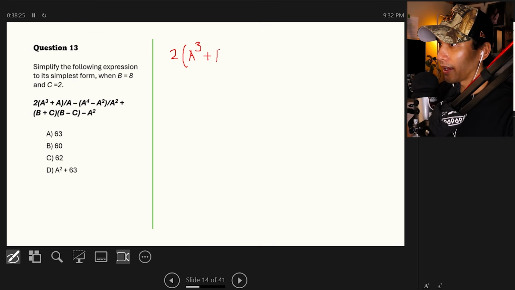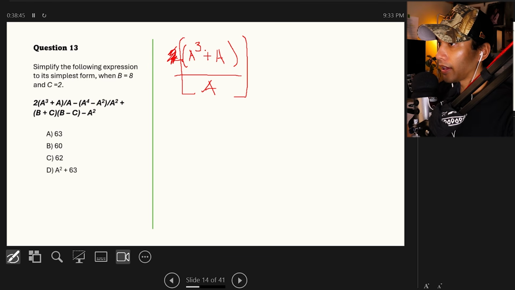Plus a over a, something like that. It looks cleaner like this, but I haven't figured out how to type it like that. But okay, before we even touch this 2, right? Just get rid of this 2. We're just going to do this right here.